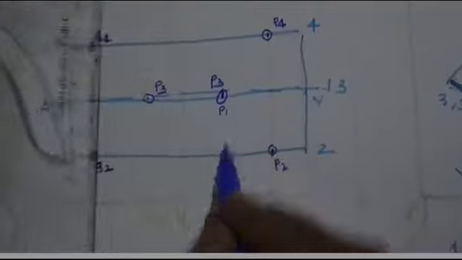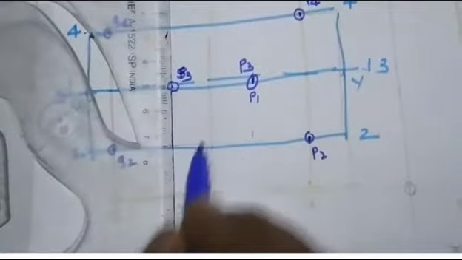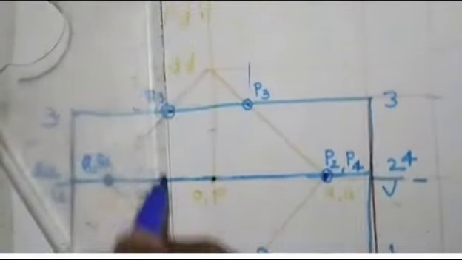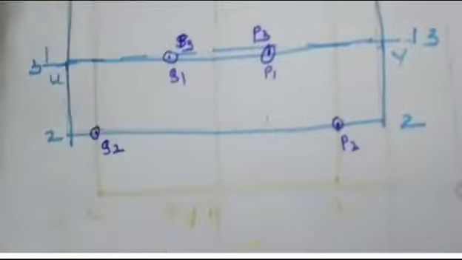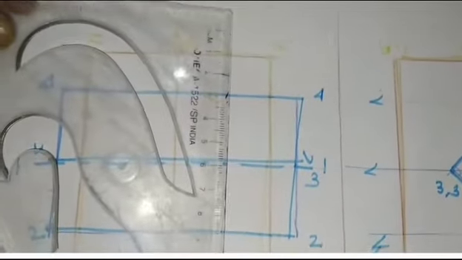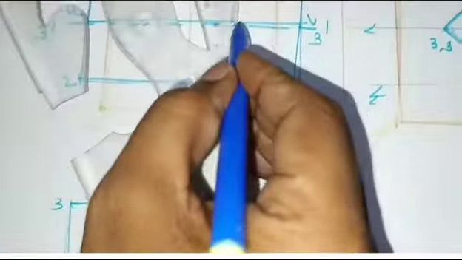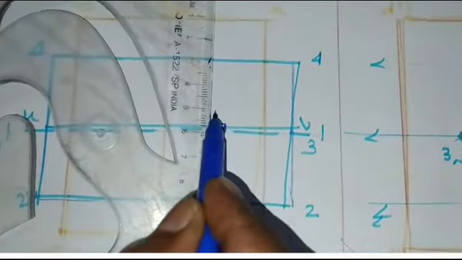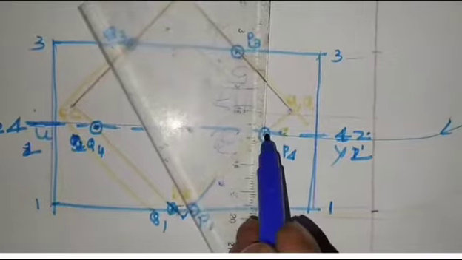So P1 also lies here. This is Q3. This is Q1, which also lies here. Similarly, here I will transfer. This is the point P3. I will name it as P3. This is the P2 and P4.